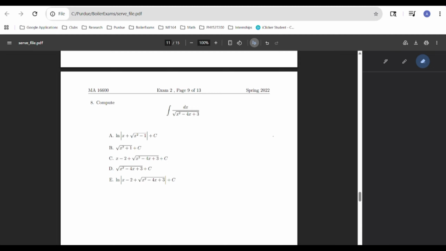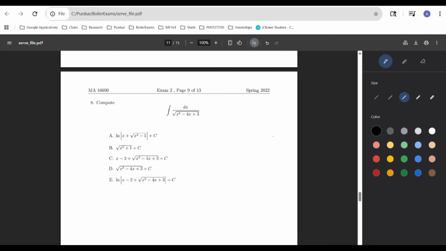Compute the integral of dx over the square root of x squared minus 4x plus 3, and we're given 5 different answer choices. The first thing we should see is that we have a polynomial on the denominator, and it's inside a square root. If you can recognize this problem, you may already recognize what approach we'll take to solve this integral. And that will be using something called completing the square.